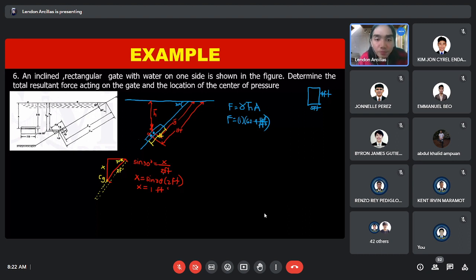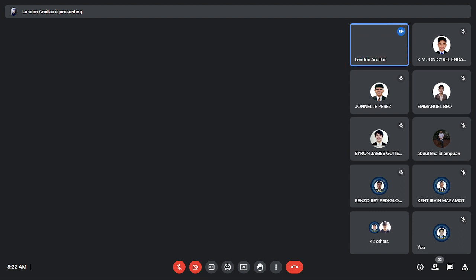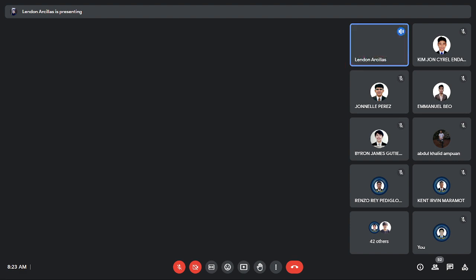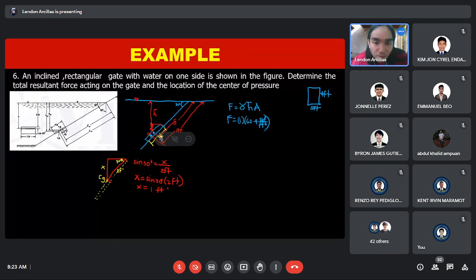Diba? Gets ba? So, to find the H bar, gets po, that is the distance from the surface to the centroid. Okay. Ang object natin is 8 feet from the surface. So, this is the surface, 8 feet. Ayan.